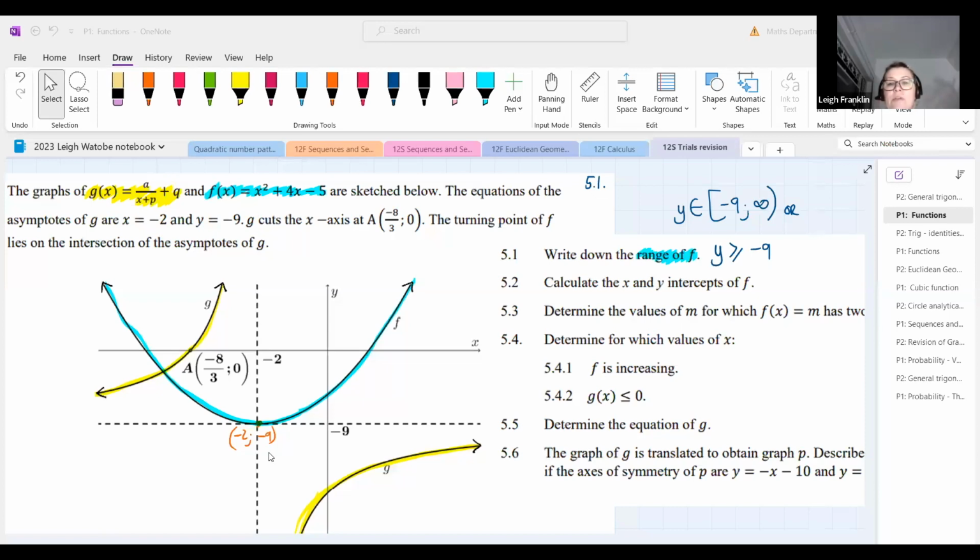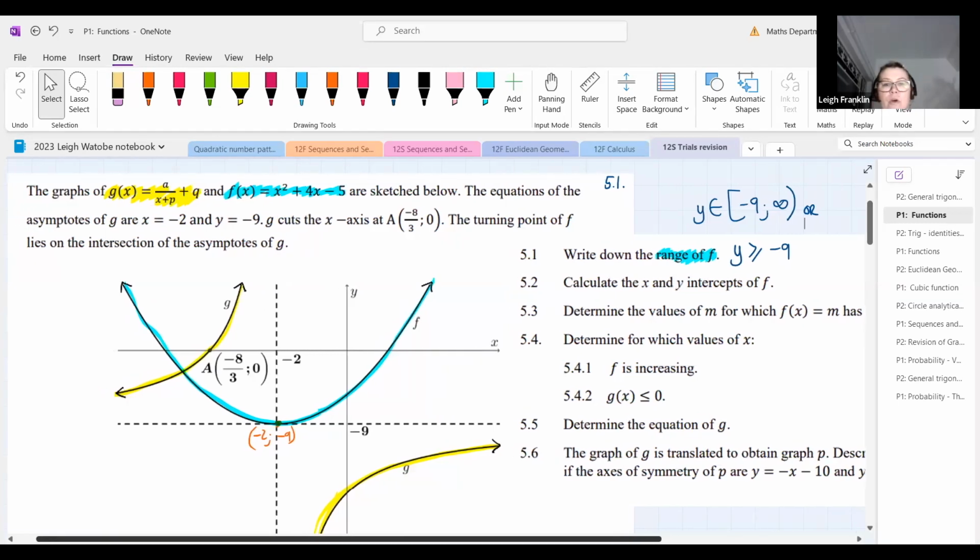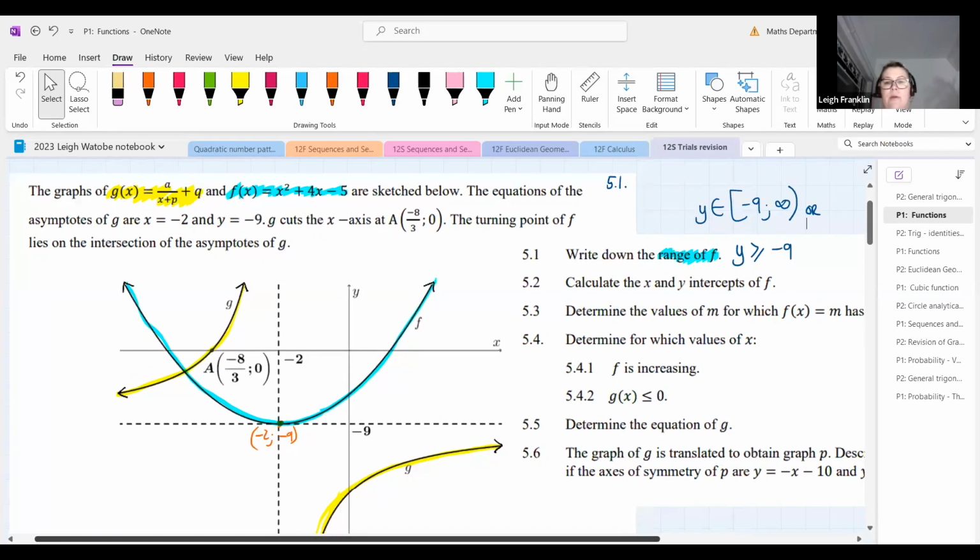The next thing that they want us to do is to calculate the x and y intercepts of f. That should be quick and easy. You guys do that and you can DM me or Yolanda the answers, please. So the x and y intercepts of f. If you want, I can move it over a little bit. X and y intercepts of f, please, matrix. You guys are going to do this yourselves.